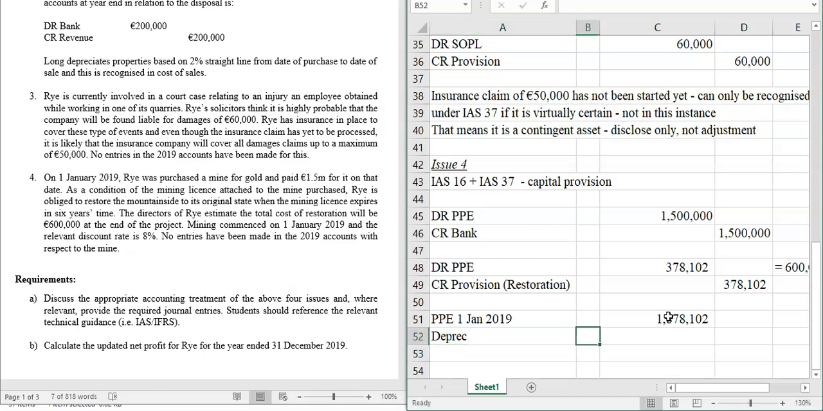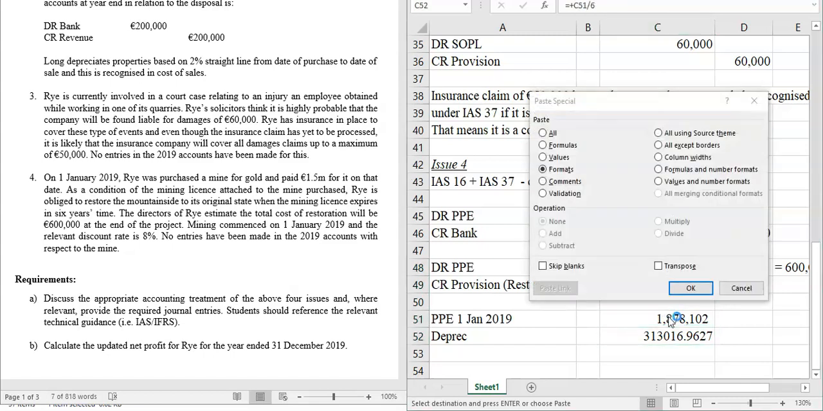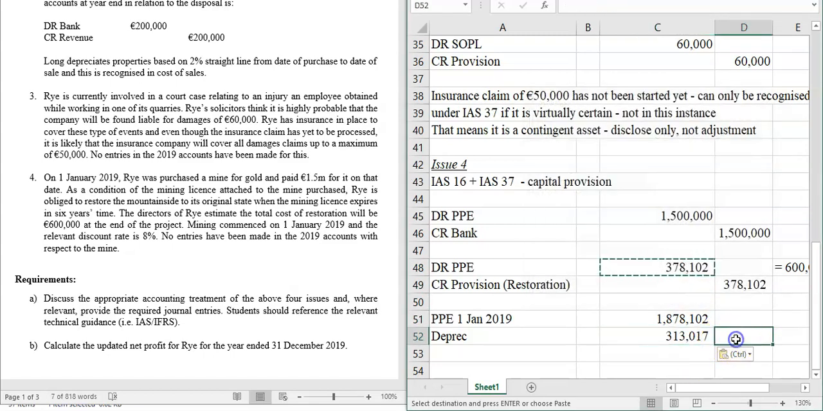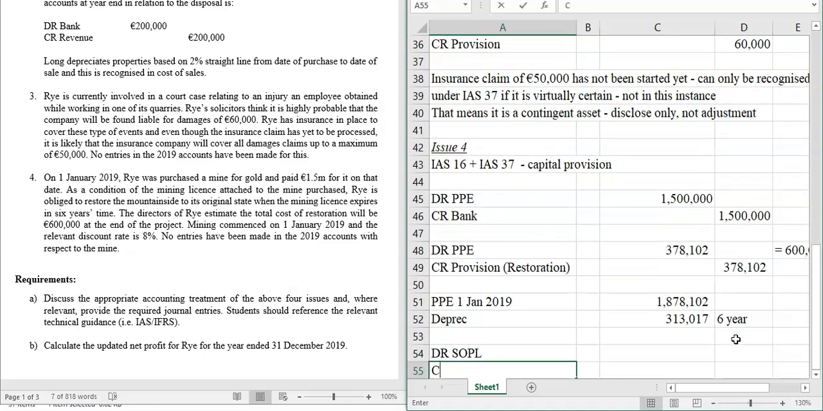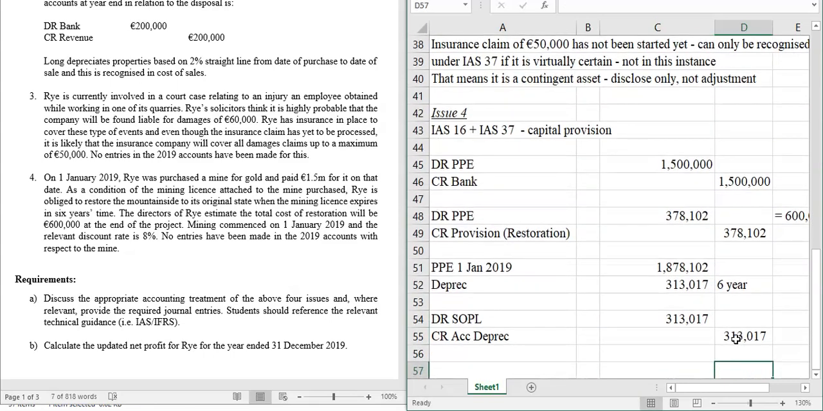Depreciation over its useful life will be 6 years. Again, we'll tidy that up. So you're actually going to depreciate the restoration cost as well. So that's your 6-year life. So don't forget to charge depreciation, debit SOPL, credit accumulated depreciation. 313, 313. So there's a lot of moving parts there.